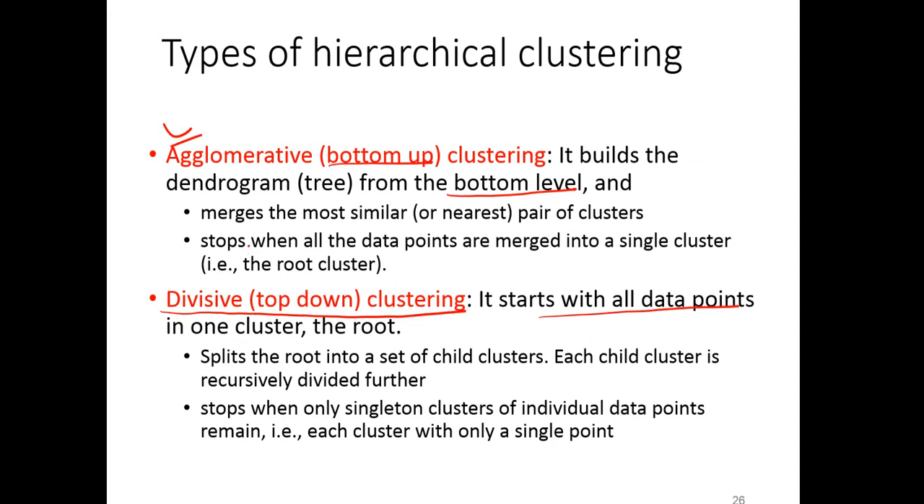In agglomerative clustering, it builds the dendrogram from the bottom level, and it merges the most similar pair of clusters. It stops when all data points are merged into a single cluster. That means, let's say there are 10 data points. It takes each data point as a cluster. So this is agglomerative clustering, or bottom-up clustering: each data point is a cluster. If there are 10 data points, there are 10 clusters. N data points, N clusters.